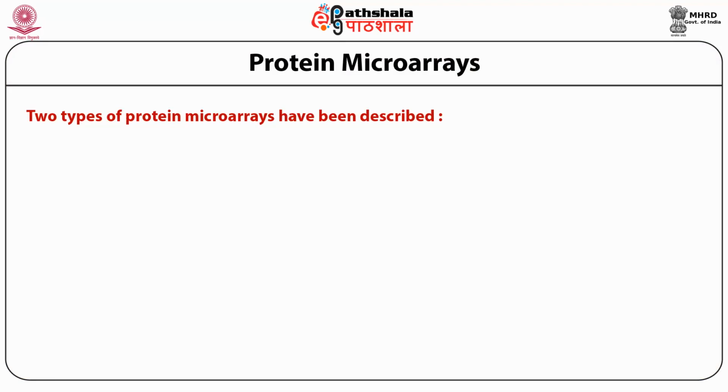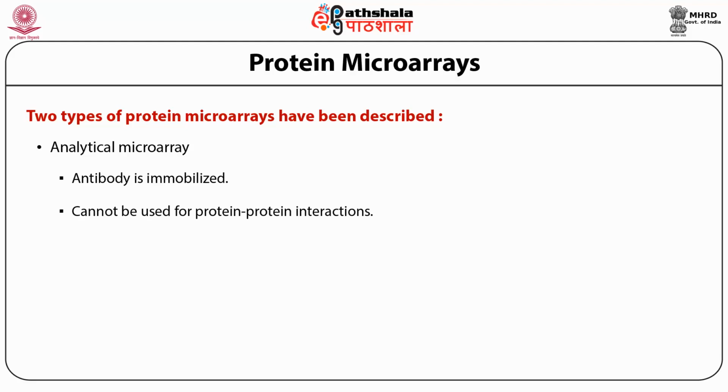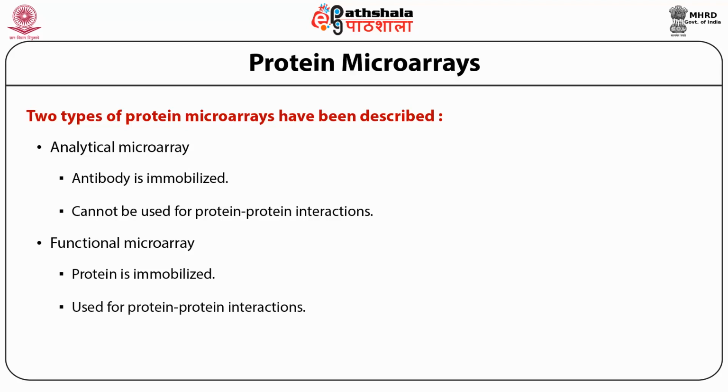There are two types of protein microarrays that have been described. One is an analytical microarray, and this cannot actually be used for protein-protein interactions. Here the antibody is immobilized, and you try to identify the kind of proteins being expressed in a cell. But the functional microarray is the one that is used extensively for protein-protein interactions. Here the protein is immobilized, and then you ask what kind of proteins present in the cell lysate are able to interact with the immobilized protein.